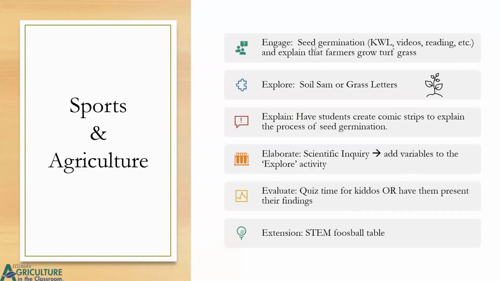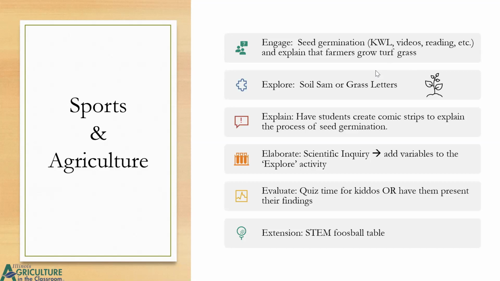farmers actually grow grass. So you could look into some geography. Where are some areas in the United States or even in the world where grass doesn't grow, and why doesn't it grow there? And so looking at weather and location and all that kind of stuff. Then for your explore activity, you could do something like Soil Sam or Grass Letter.